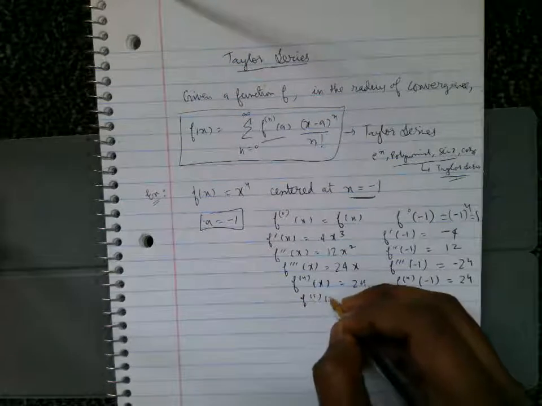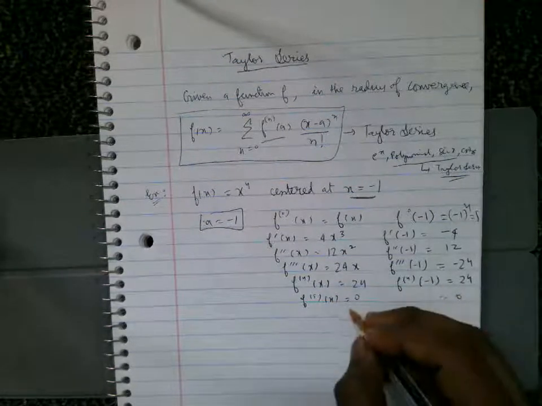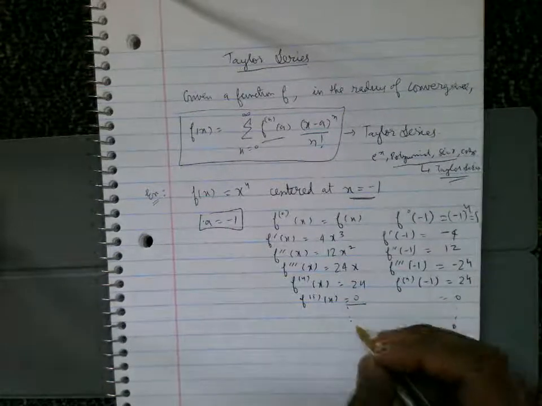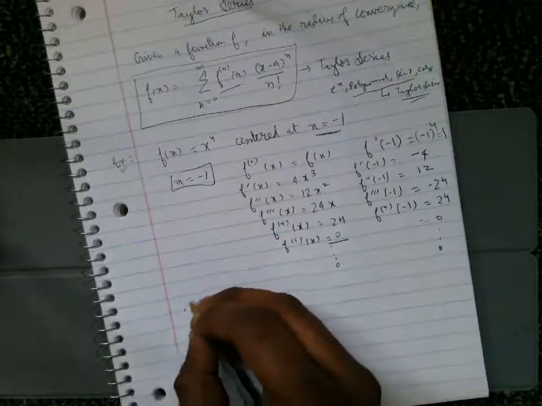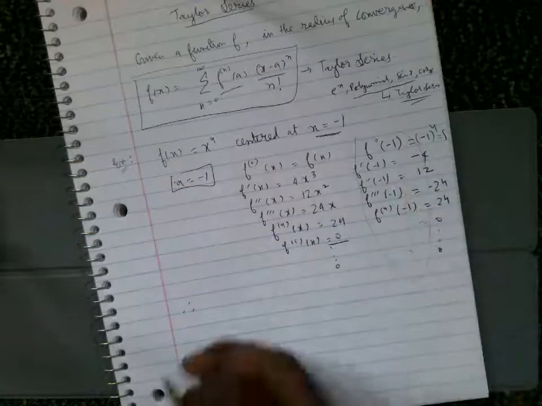The fifth derivative of x is 0, and all the other derivatives are also 0, because this derivative is 0, so the consequent derivatives will be 0. So therefore we have found all the derivatives evaluated at minus 1.